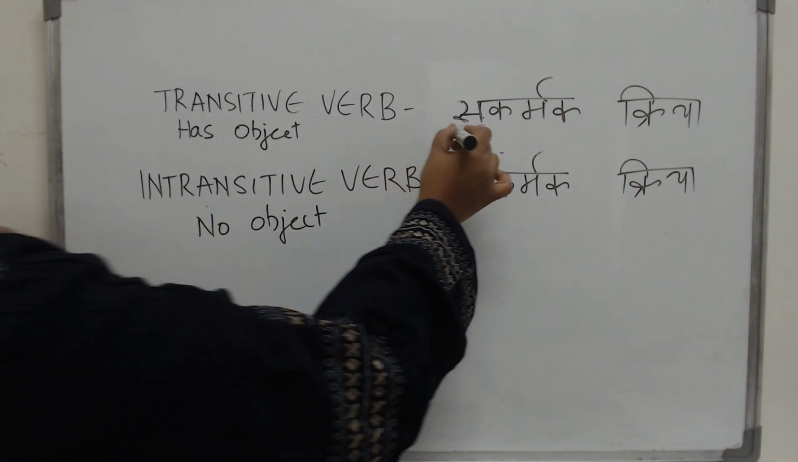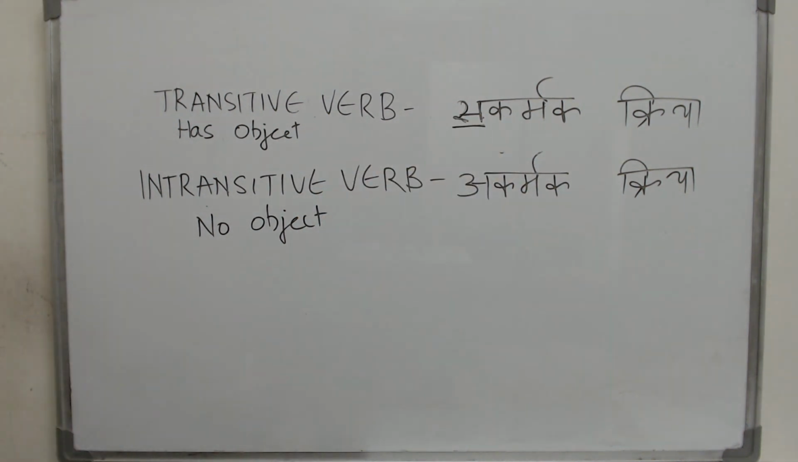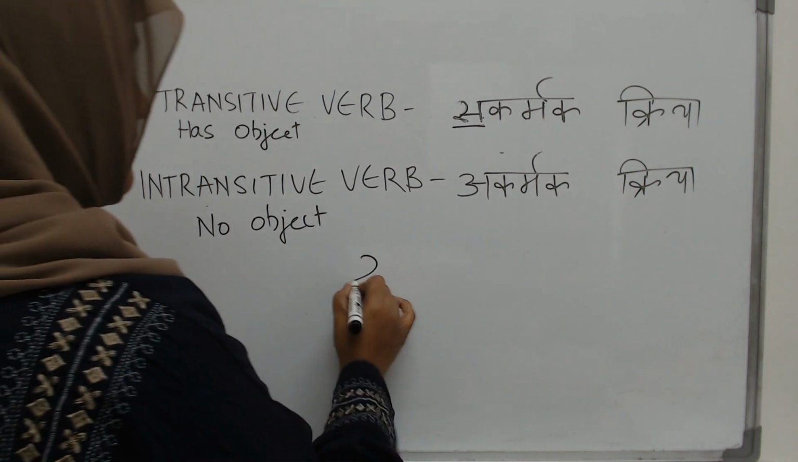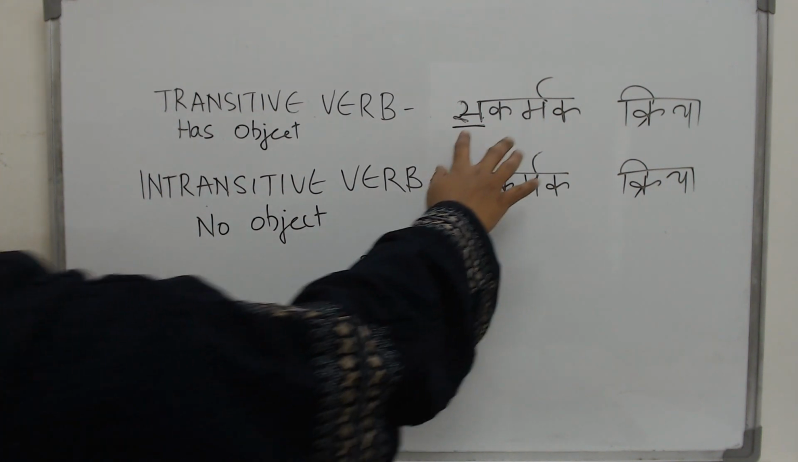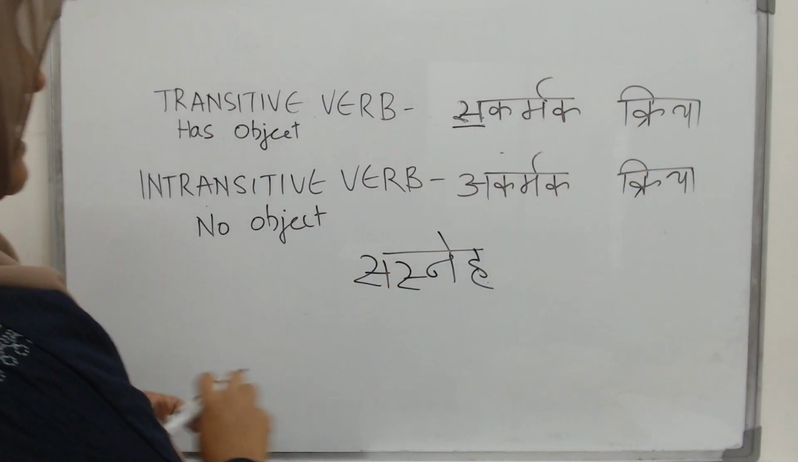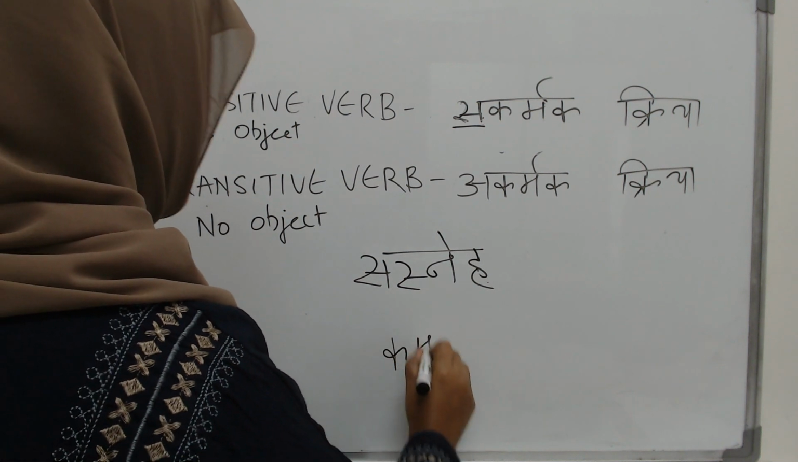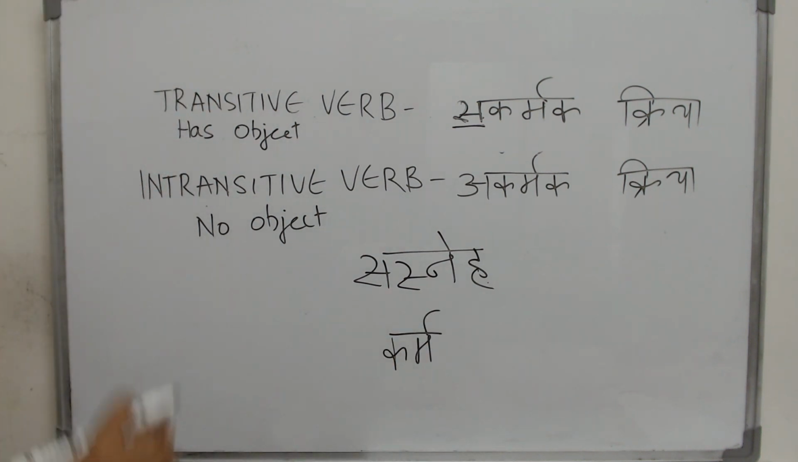If you add the suffix sa, it means with. For example, sa sneh. Sneh is love. Sa sneh is with love. So what does sakarmak mean? That means it has a karma, or in other words, an object.